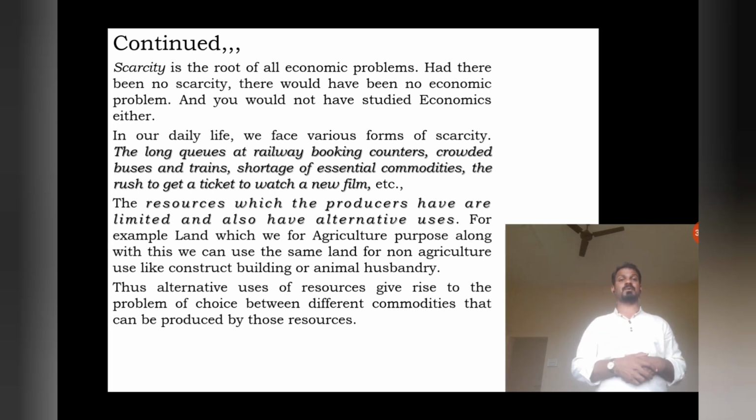To resolve this kind of problem, we have many theories and methods in economics. Economics tells us how to resolve this problem of choice. That is what we learn later. I hope you have understood today's class.